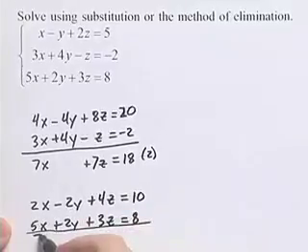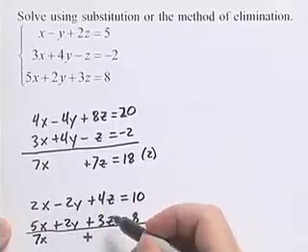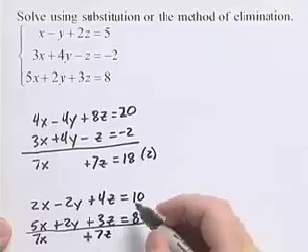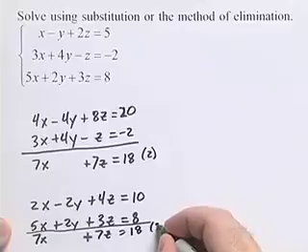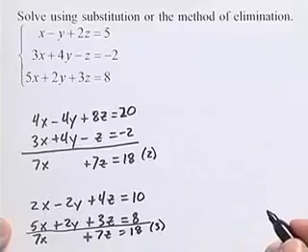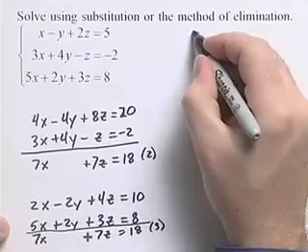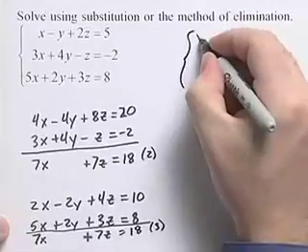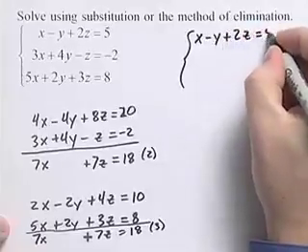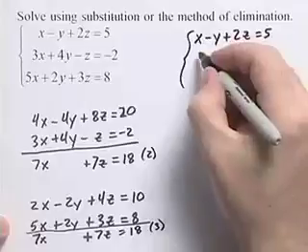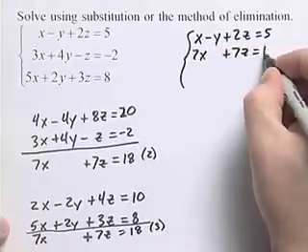2x plus 5x is 7x. Negative 2y plus 2y is 0. 4z plus 3z is 7z. And then 10 plus 8 is 18. We're going to call that our new equation 3. Let's rewrite our system first. We keep our original equation, x minus y plus 2z equals 5. Rewrite our second equation now, I'm calling this 7x plus 7z equals 18.